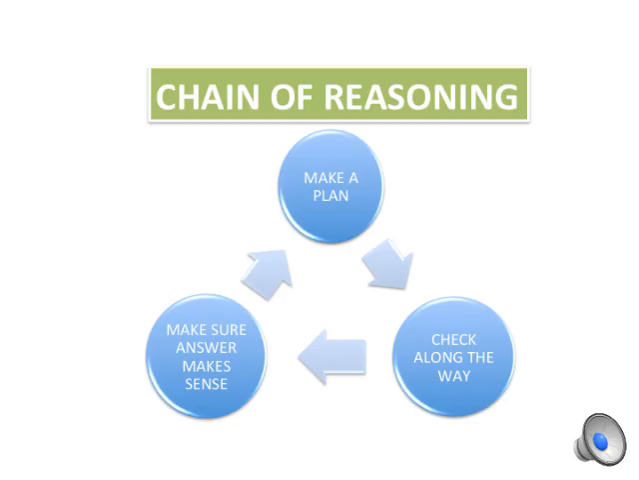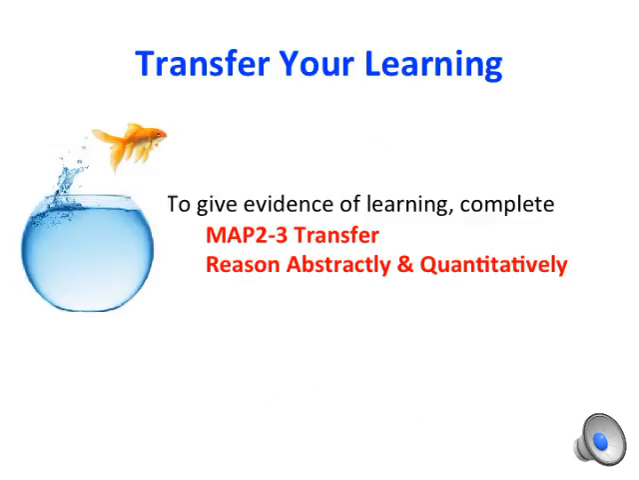The chain of reasoning. Learning is a cyclical process, an ongoing process of getting smarter and smarter by making a plan, carrying out that plan, checking for sense making along the way, coming up with a possible solution, and then checking that answer to make sure it makes sense. And when it doesn't make sense, make another plan, this time with the added benefit of what we learned in our prior attempts.